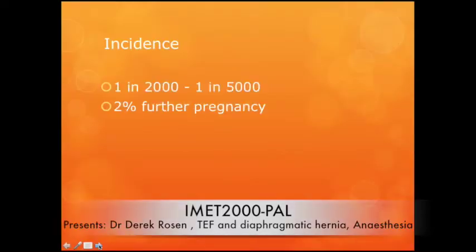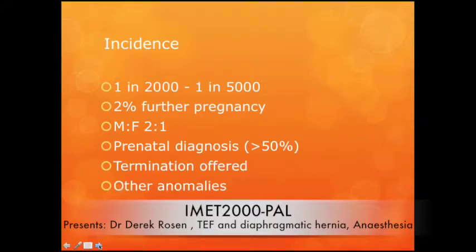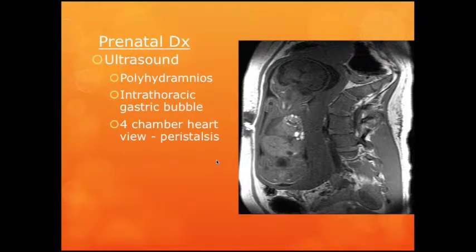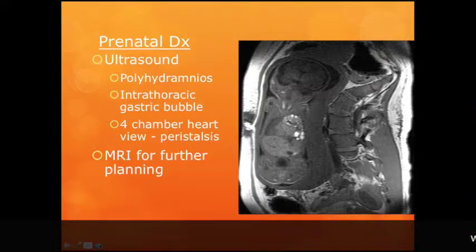All right, so as I mentioned, this MRI scan shows a baby with a diaphragmatic hernia. Often on antenatal ultrasound, these children have polyhydramnios. They may have an intrathoracic gastric bubble, and when they look at the heart view, they may see peristaltic activity. And an MRI can sometimes be helpful just for further planning.